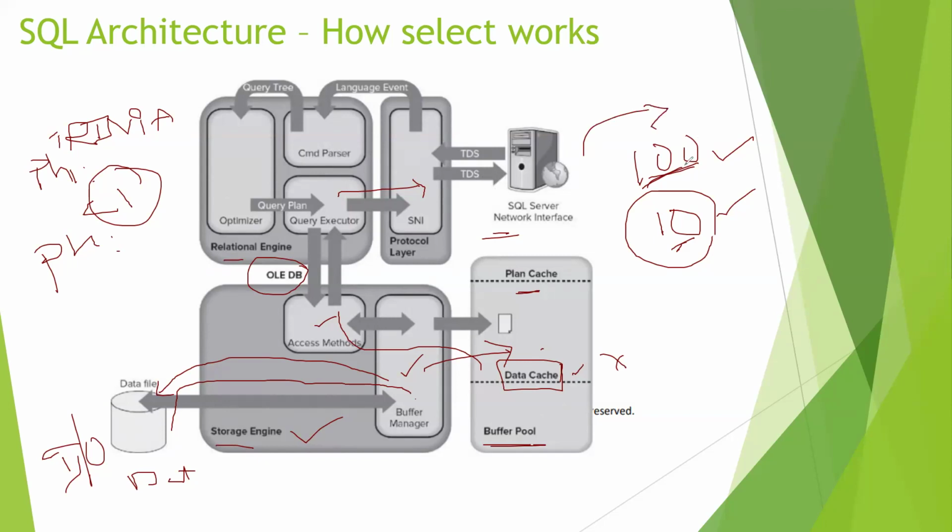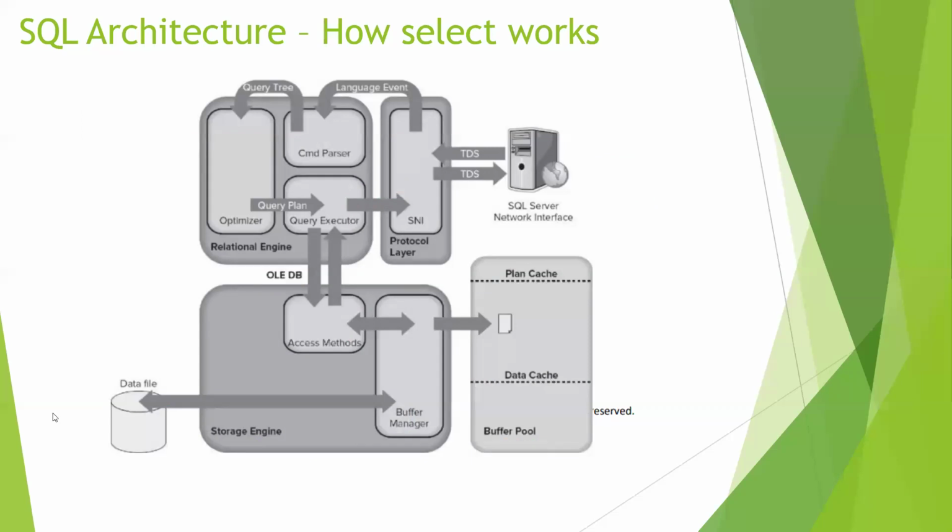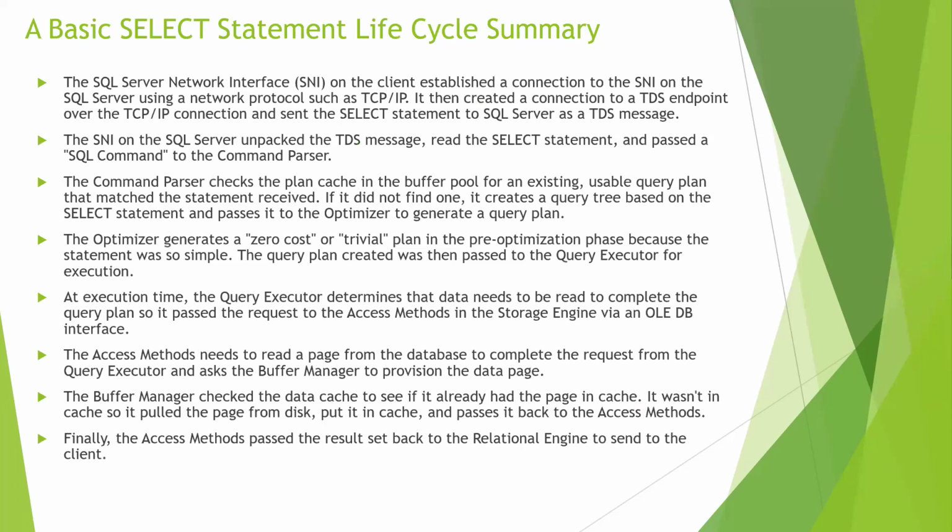On the client side, you have the SNI, the server network interface, at the client level as well. It receives the packets, unwraps the TDS packets, and generates a result set there at the client side. So that is how the select query works. That is the high level that we discussed yesterday. These are all things that we discussed. If it is zero cost and considered trivial, fine; if not, it will go for further optimization. Hope this is clear.